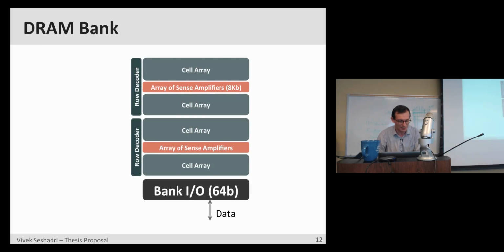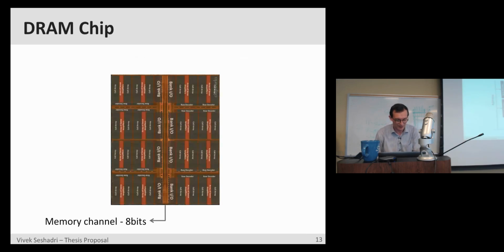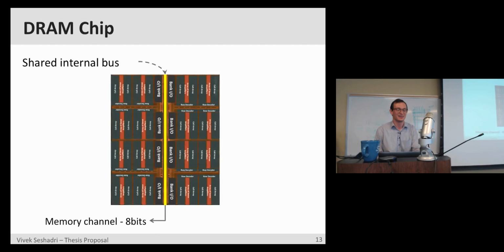And then you put these multiple subarrays. Well, this is what I showed you, actually. You put these multiple subarrays together. This is one subarray, this is another subarray, and then this is the bank I/O. That's the global bit lines. Okay. Is that good enough?